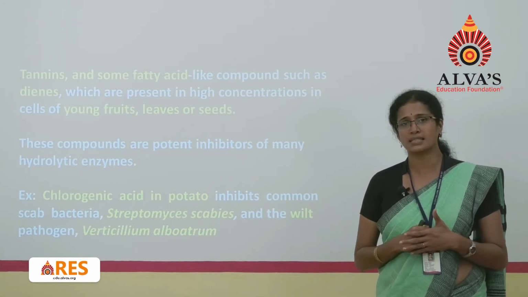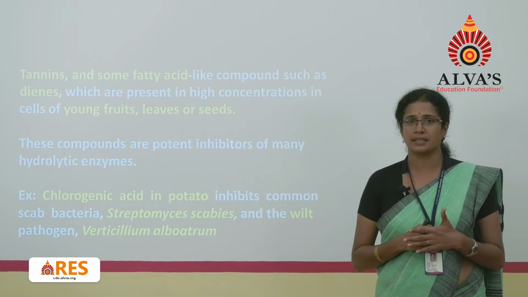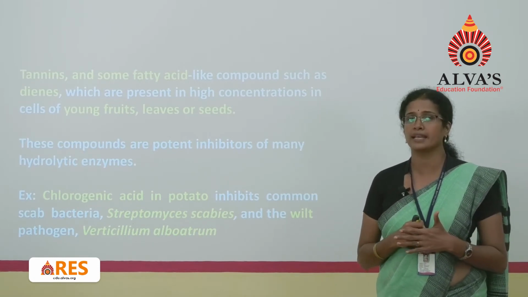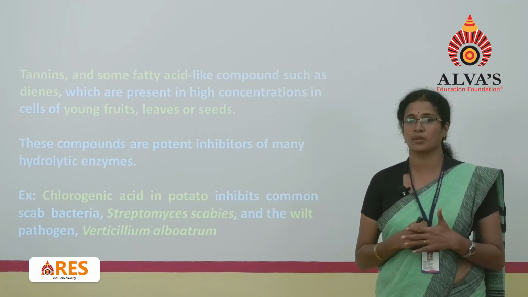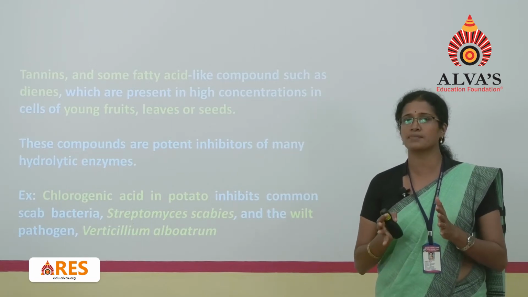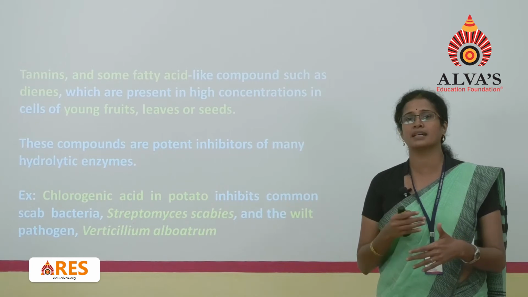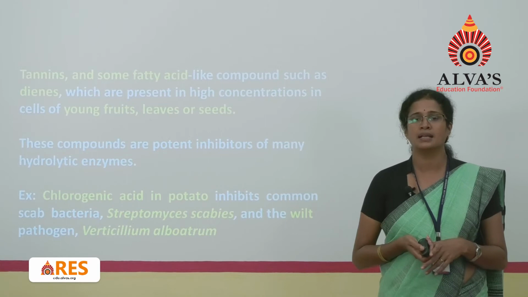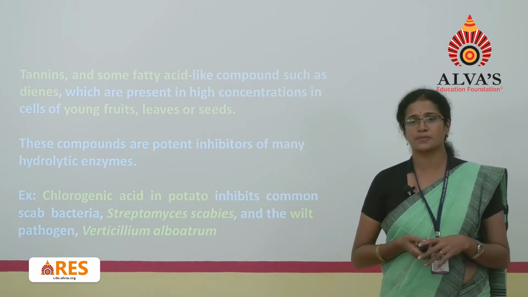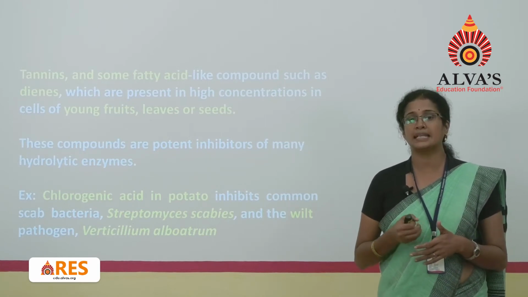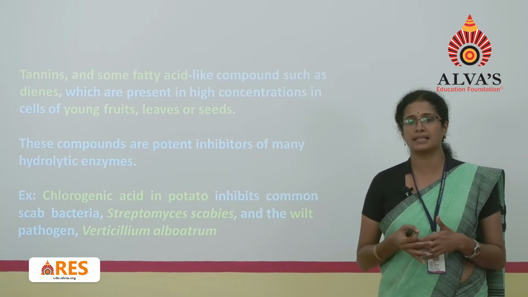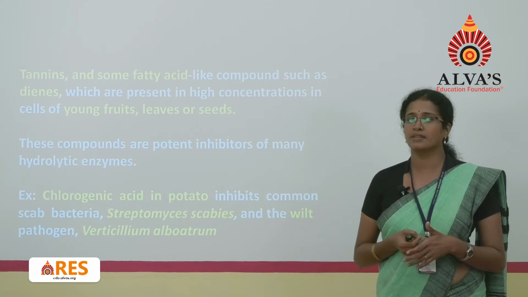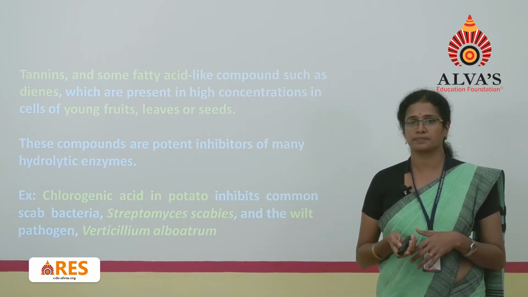Now, how do they act as barriers? They act as barriers by inhibiting the production of many hydrolytic enzymes by the pathogen. When this production of hydrolytic enzymes is inhibited, naturally the fungi cannot proceed. Okay. So, moving on with some examples, chlorogenic acid which is present in potato plant, it inhibits the common scab bacteria Streptomyces scabies and the wilt pathogen Verticillium albo-atrum.